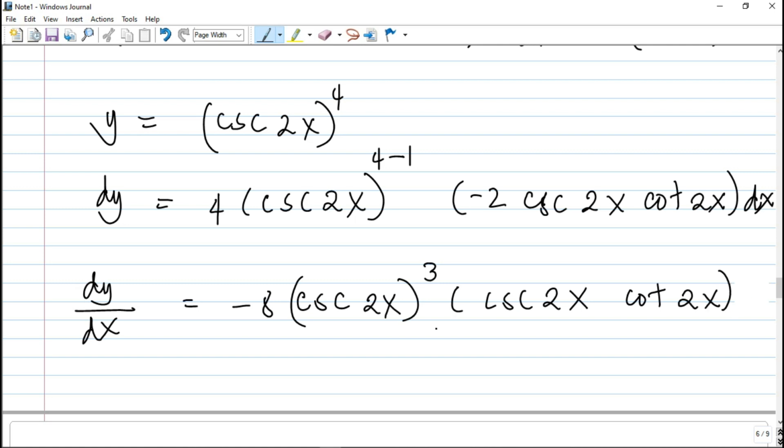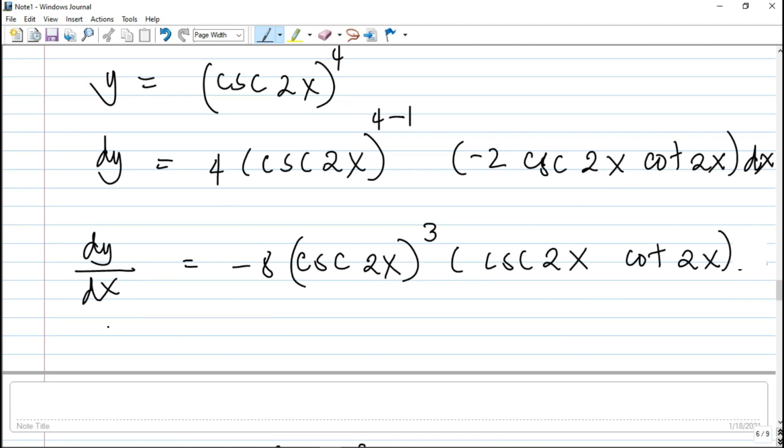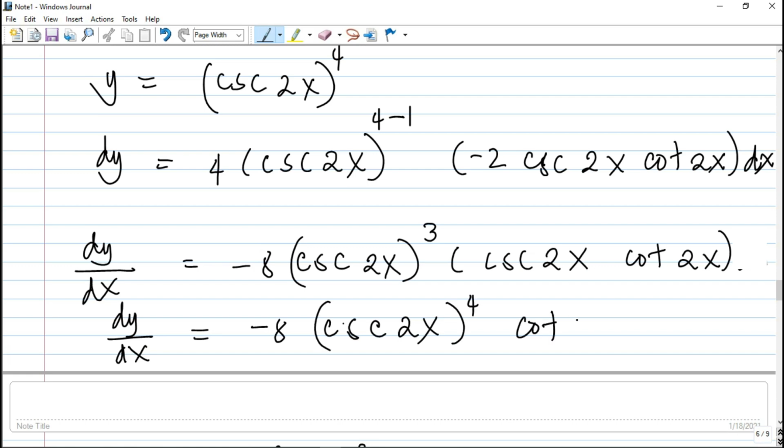Simplify natin, may common term. So, cosecant 2x cube times cosecant 2x here, raised to 4 na siya. So, we have here derivative of y with respect to x equals negative 8 cosecant 2x raised to 4 times cotangent 2x. Then, pwede na natin ipasok yung exponent niya. Ilagay natin dito. Yun. So, we have this final answer for this particular problem.